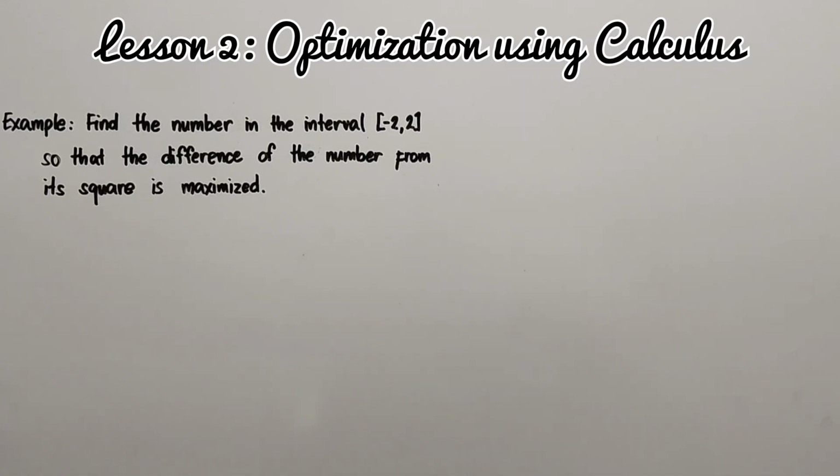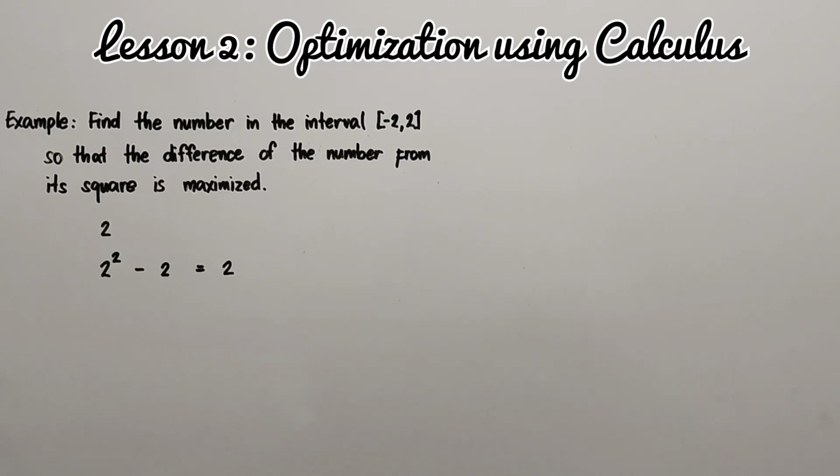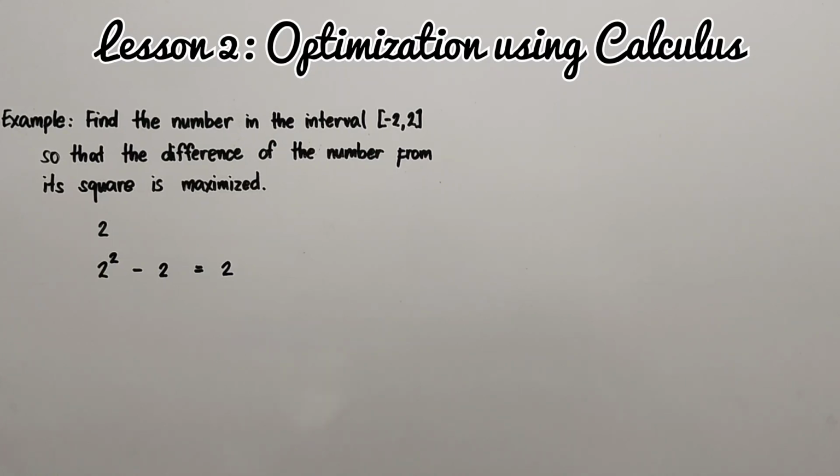From the keyword, the difference means subtraction. Suppose we have a number positive 2. Since this is about the difference of a number from its square, we will square positive 2, so that is 2 squared. Subtract it from the word difference by the number 2, and in that case, our answer is positive 2.